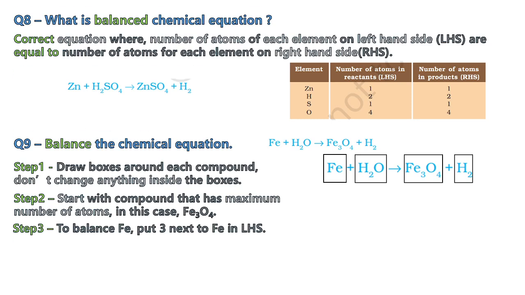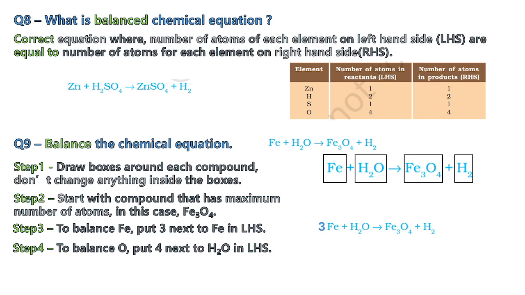To balance, Fe3 on the right has 3 atoms. So why can't we put 3 next to Fe on the left? If we put 3 Fe on the left, then we'll have 3 atoms of Fe on the left and 3 atoms of Fe on the right also. This is good, but if the iron atoms are balanced, we have to balance the rest. So let's take oxygen next. There are 4 on the right hand side, so we have to put a 4 next to H2O to balance that. Now the left hand side has 4 oxygen atoms, and the right hand side also has 4 oxygen atoms.